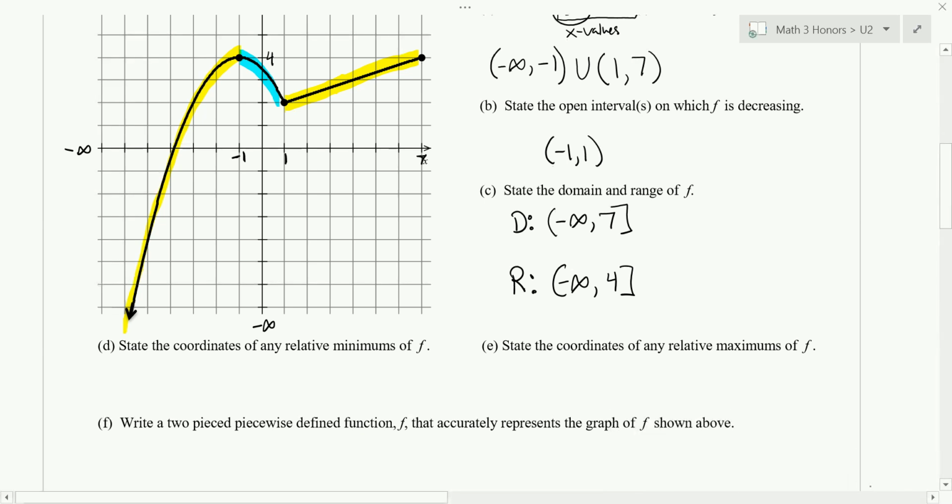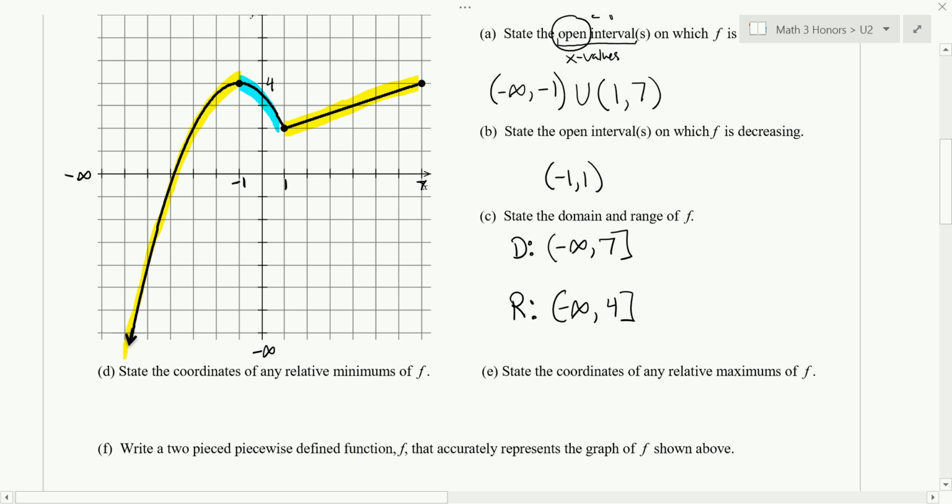So for relative minimums, Ryan, what'd you put? 1, 2. Okay, any others, or is that the only one you put? Only one, okay. And 1, 2 is the only one, because again, a relative minimum is where it changes from decreasing, I'll put DEC, to increasing. And that's the only place that happens. It isn't the lowest point, so it's not the absolute minimum, but it is a minimum relative to that area. So that's why we say relative minimum.